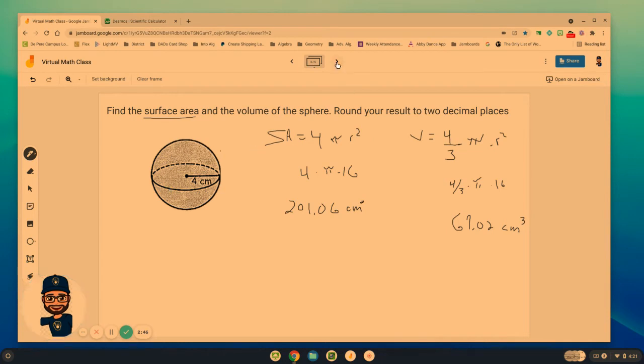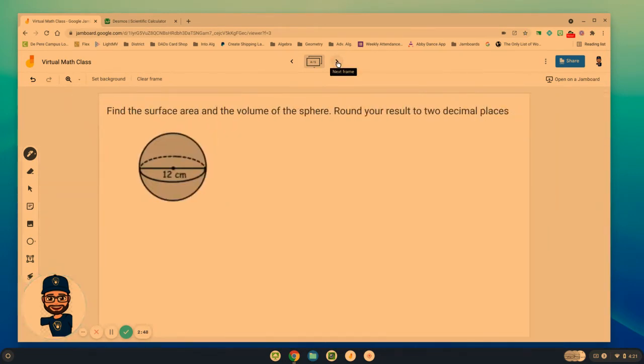All right, so very straightforward formula as long as we know for rounding, as long as we have the radius. Example number 2, find the surface area and volume of this sphere. Round your result to 2 decimal place values.